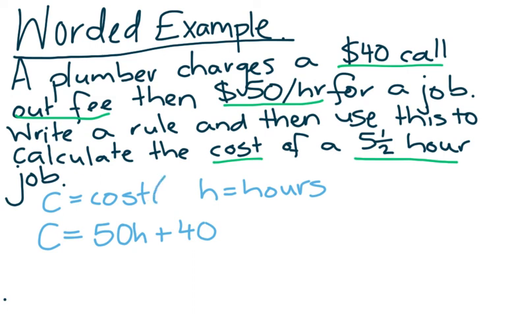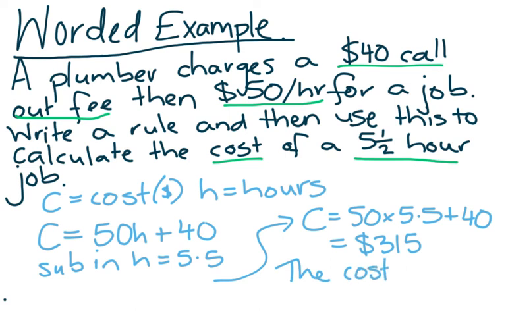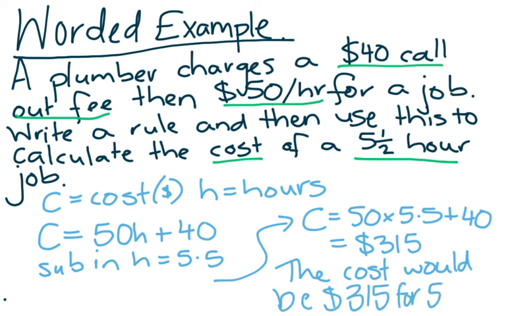I'm just going to write up there, where I define C equals cost, that it's in dollars. Then to figure out the cost of a 5.5 hour job, we sub in H equals 5.5. We end up with C equals 50 times 5.5 plus 40, which works out to be $315. So we would say the cost would be $315 for 5.5 hours.